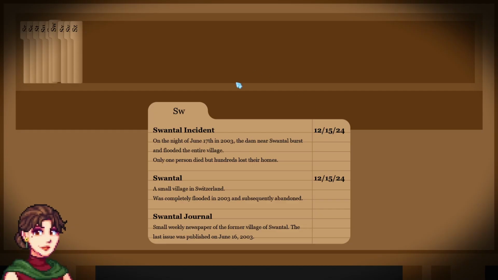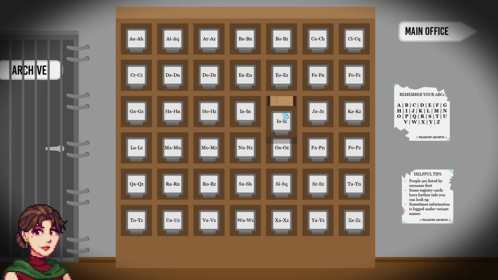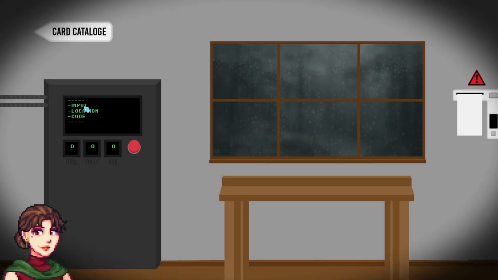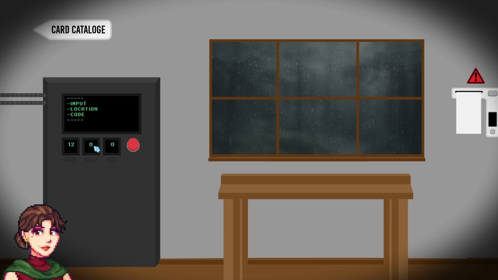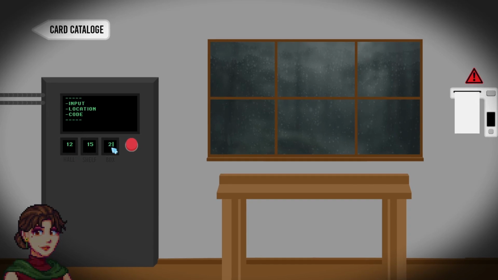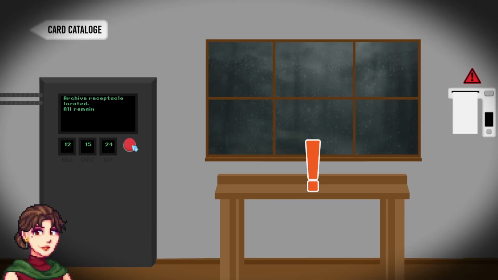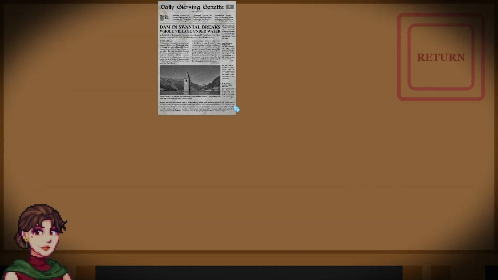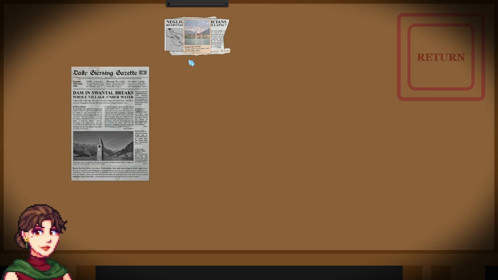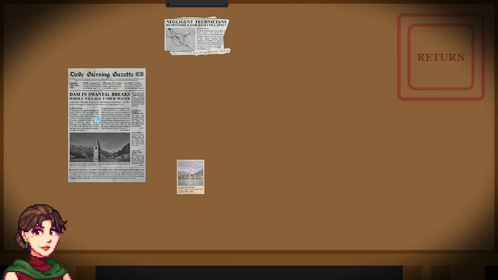12, 15, 24. I'm assuming this is the location that we're at. So if I go back, there's something I wanted to check. 12, was it? It was 12, 15, 24. If I press this, what does it do? Oh! Oh, there's like actual stuff. Okay, there's more stuff. Okay.